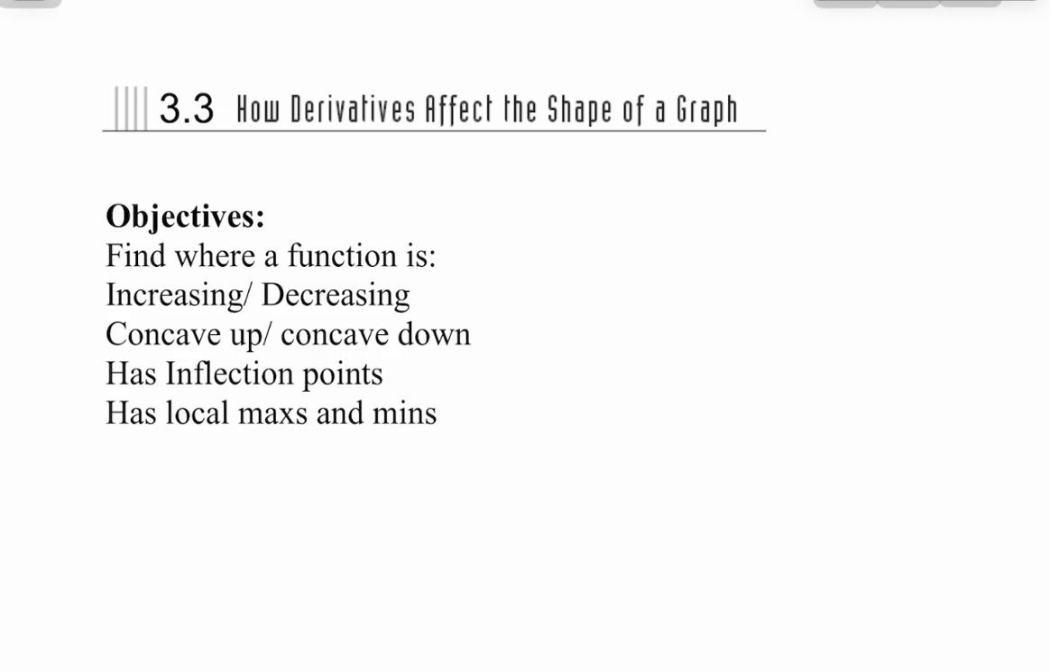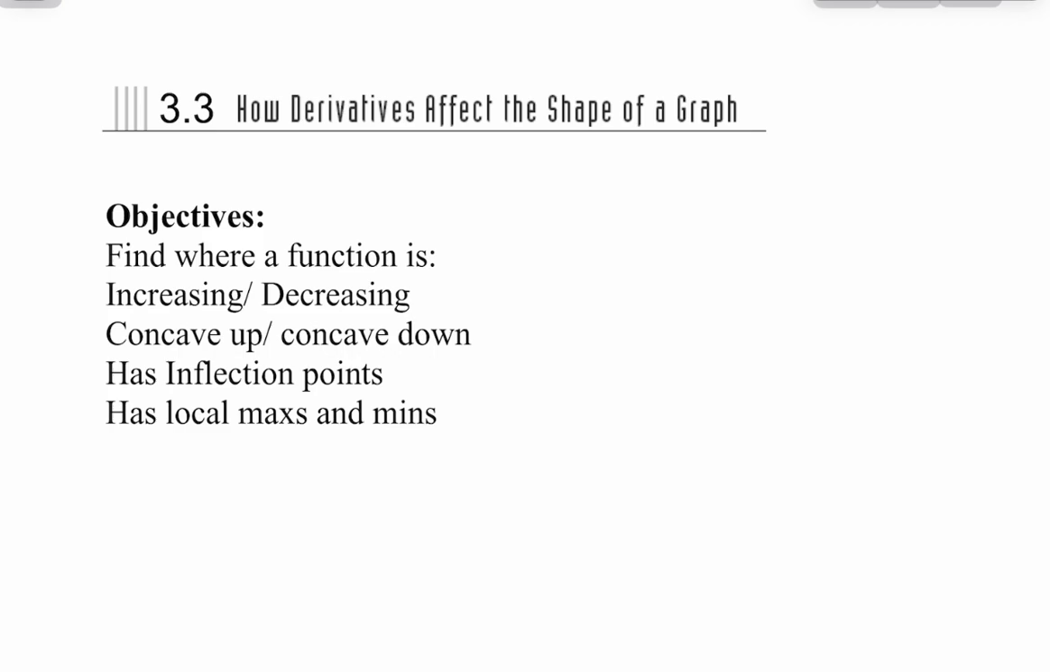So 3.3 is about how derivatives affect the shape of the graph. Last year in pre-calculus, we were able to graph polynomials using end behavior, using what we knew about zeros. But I told you at the time that the heights of our bumps, our maxes and mins, the actual curvature of the graph, we couldn't do much about. So I let all that slide.